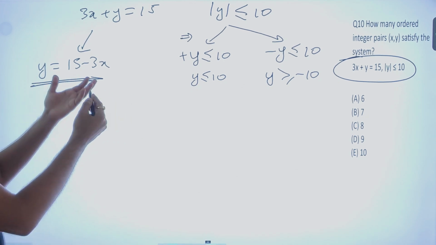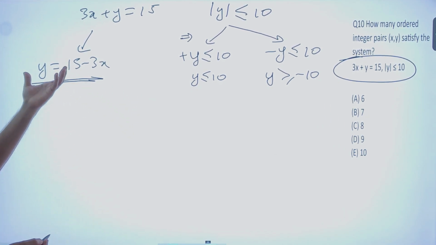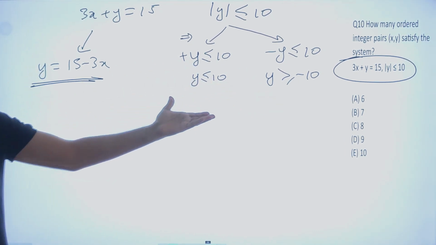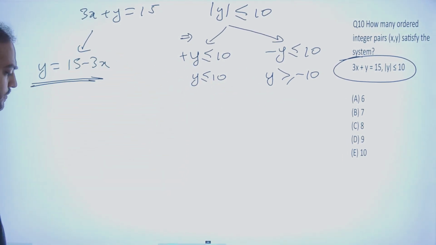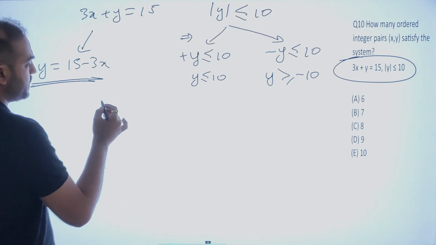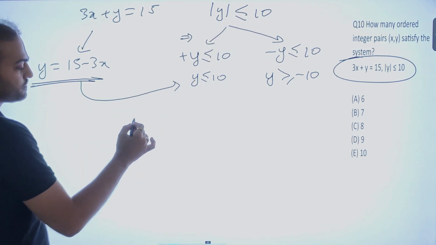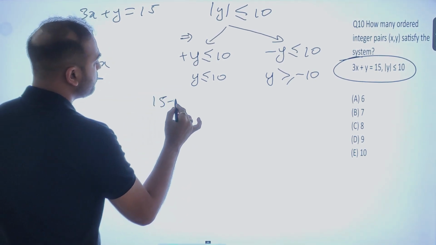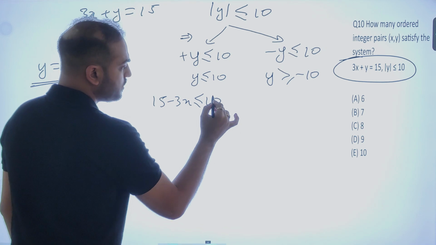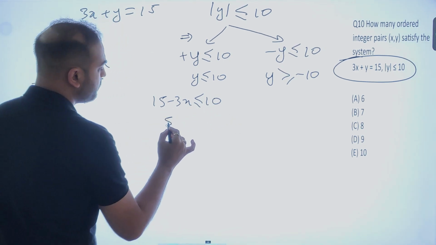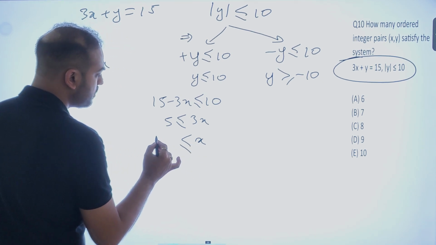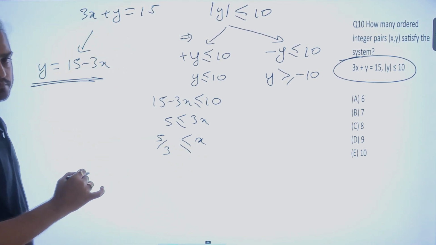Now think of it like a simultaneous equation. You know y from equation number 1, you know y from equation number 2. What do you do? Substitution method. We can simply substitute it. So this value goes here. We have 15 minus 3x less than equal to 10. We get 5 less than equal to 3x, x greater than equal to 5 by 3.